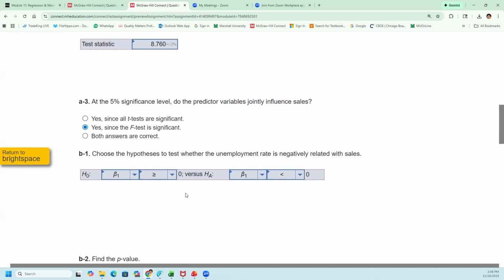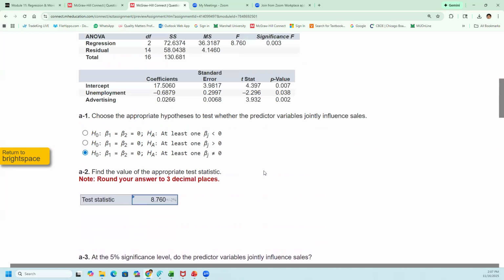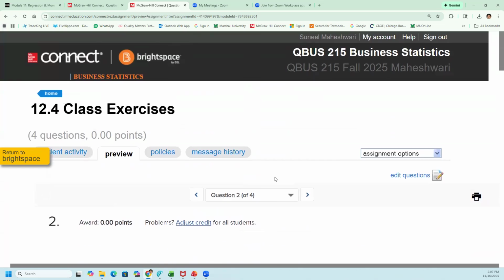So to test whether the unemployment rate is negatively related with sales, in that case, your hypothesis will change for both your null hypothesis and alternative hypothesis. This brings us to the end of chapter 12 exercises.